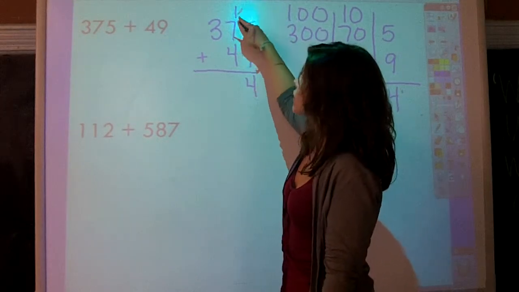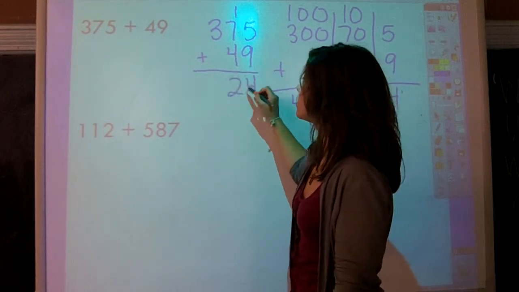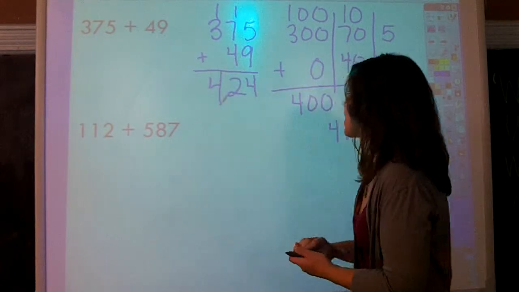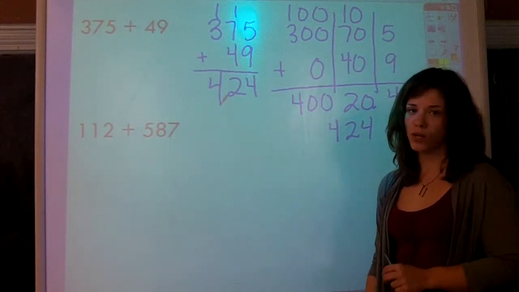Let's check it using the standard algorithm. 9 and 5 is 14. 7, 8, 9, 10, 11, 12, 3, and 4. Either way you do it, you'll get 424.